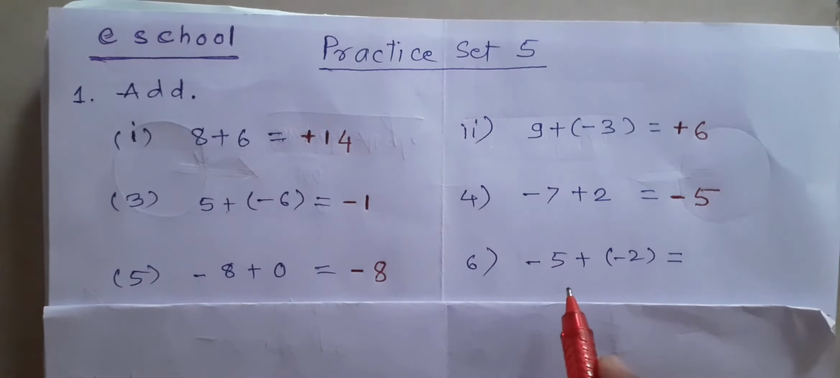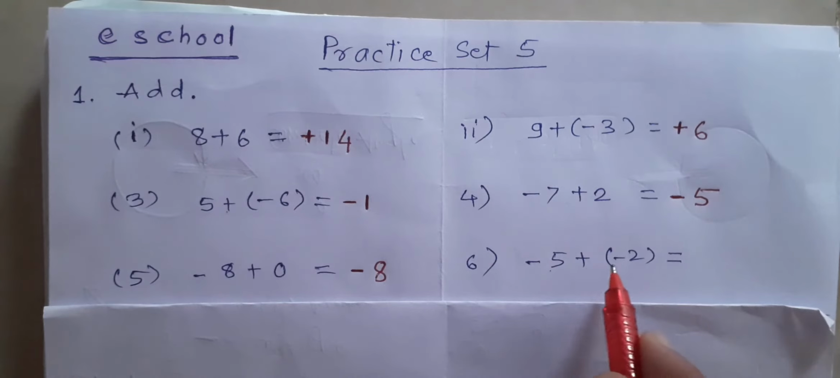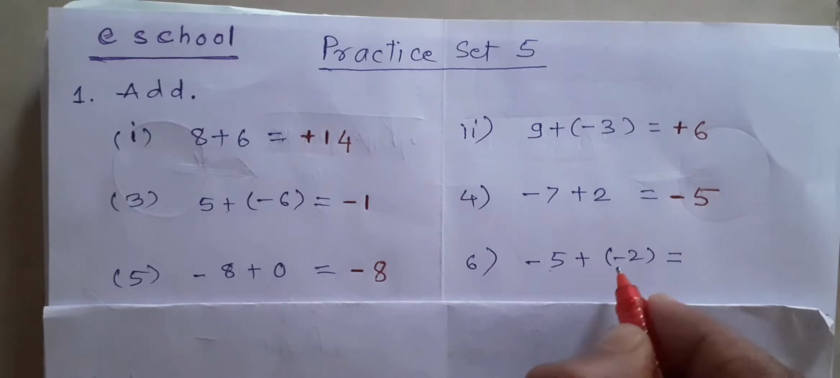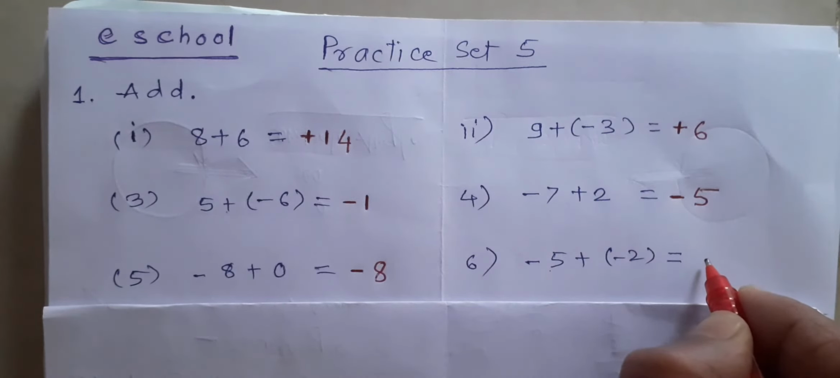Then next example is minus 5 plus minus 2. Suppose we are here at minus 5 and we have to add minus 2. Again we have to move to the left hand side 2 places. From minus 5 we are moving left hand side 2 places, that is minus 6 and the second is minus 7. So minus 5 plus minus 2, the answer is minus 7.